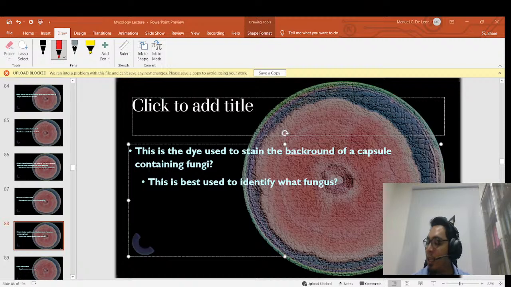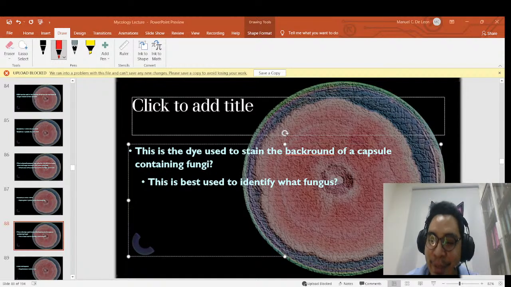How do you write the name of a microorganism? That is correct. Very good. Thank you, Francis, for correcting. Some of the people completed it in the chat. Yes, that is the correct answer. That is Cryptococcus neoformans.